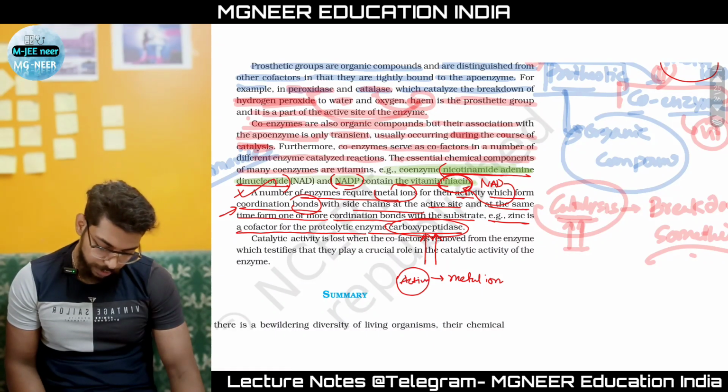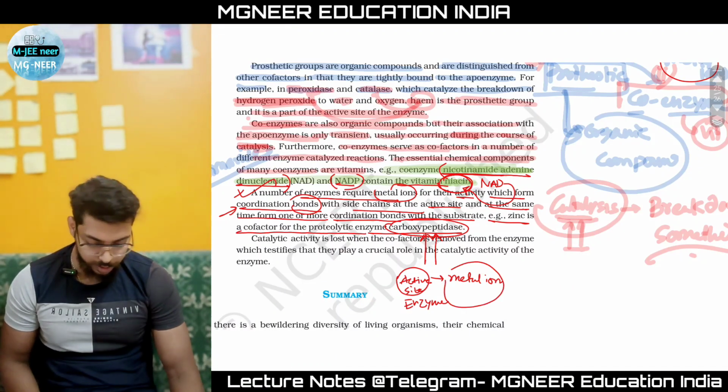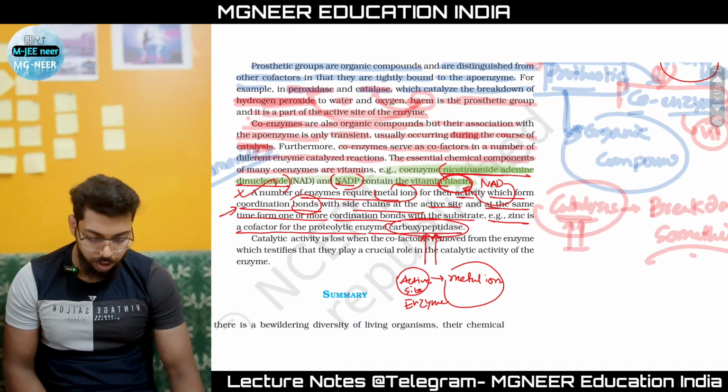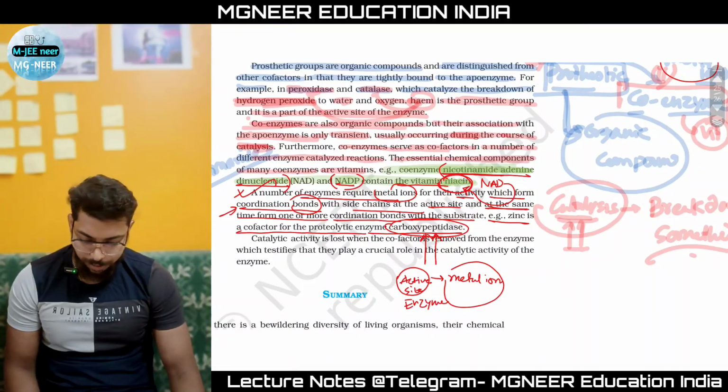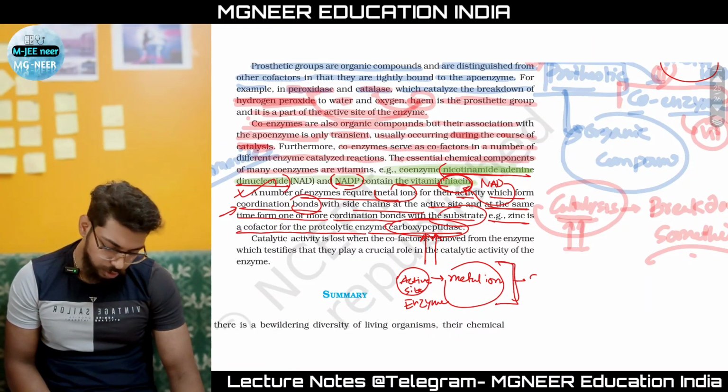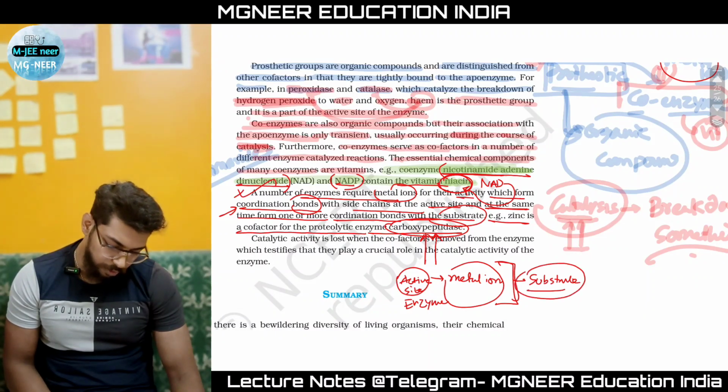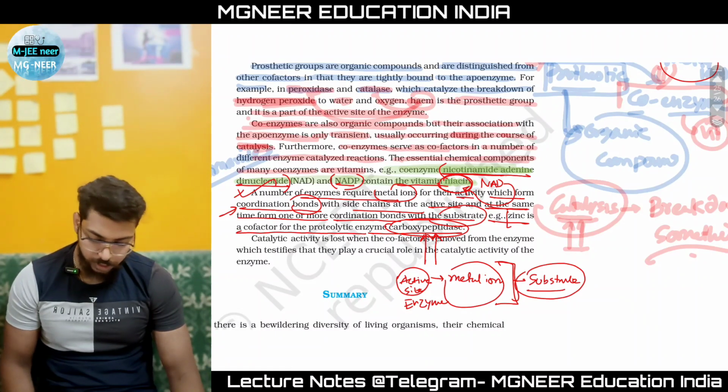So this is the active site of the enzyme. This is the enzyme, and this is the metal ion, which is a cofactor. So enzyme plus cofactor is formed here. At the same time they form one or more coordination bonds with the substrate. So these two are going to combine with the substrate and form the reaction. So zinc is a cofactor.